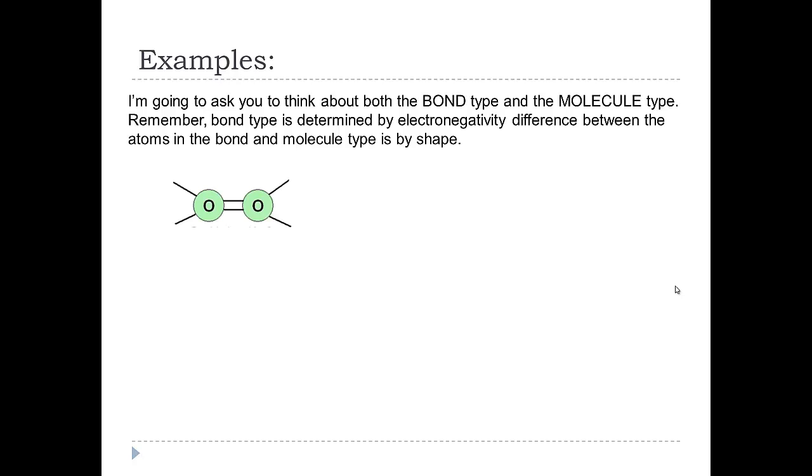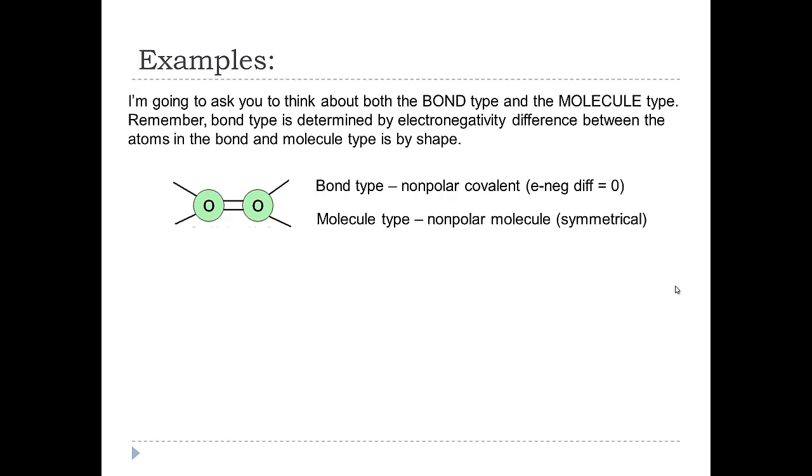The first example we're going to look at is diatomic oxygen. For bond type, this is a nonpolar covalent bond because the electronegativity difference between the two oxygen atoms should be 0, because if it's the same number subtracted, it should be 0. The molecule type is also nonpolar because it is symmetrical.